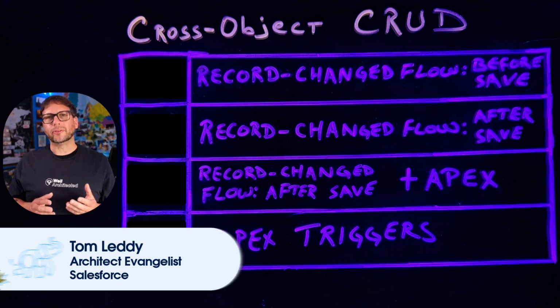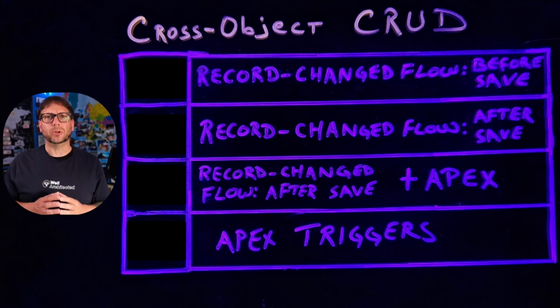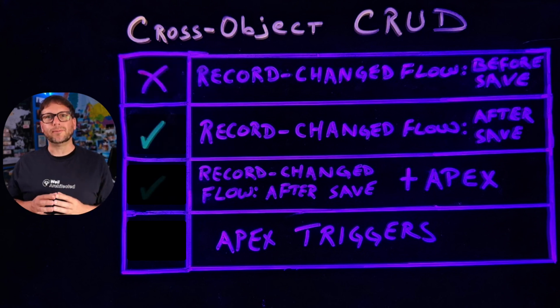When you're designing record-triggered automations, what is the best approach to create, update, or delete a different record than the one that triggered the transaction? Well, the first thing to know is that Cross Object CRUD is going to require a database operation no matter which tool you use. And the only tool in our list that doesn't support these types of Cross Object CRUD operations is the before save flow trigger.